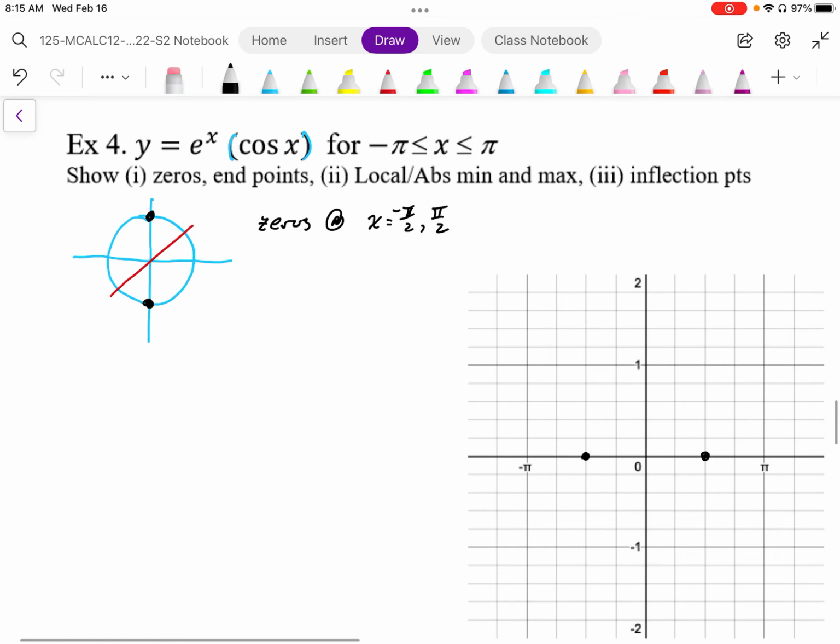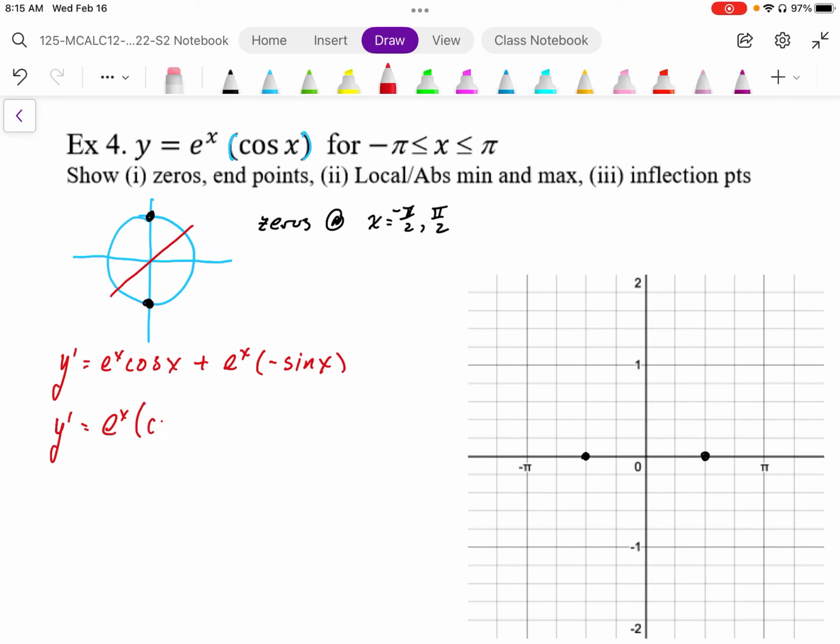So what we need to do is work out the derivative here. Okay, so differentiating this, the derivative y prime is e to the x cos x plus e to the x times the derivative of cos x, which is negative sine x. So we end up with y prime equal to e to the x, which is one of the factors, times cos x minus sine x. Okay, so e to the x is never equal to 0.